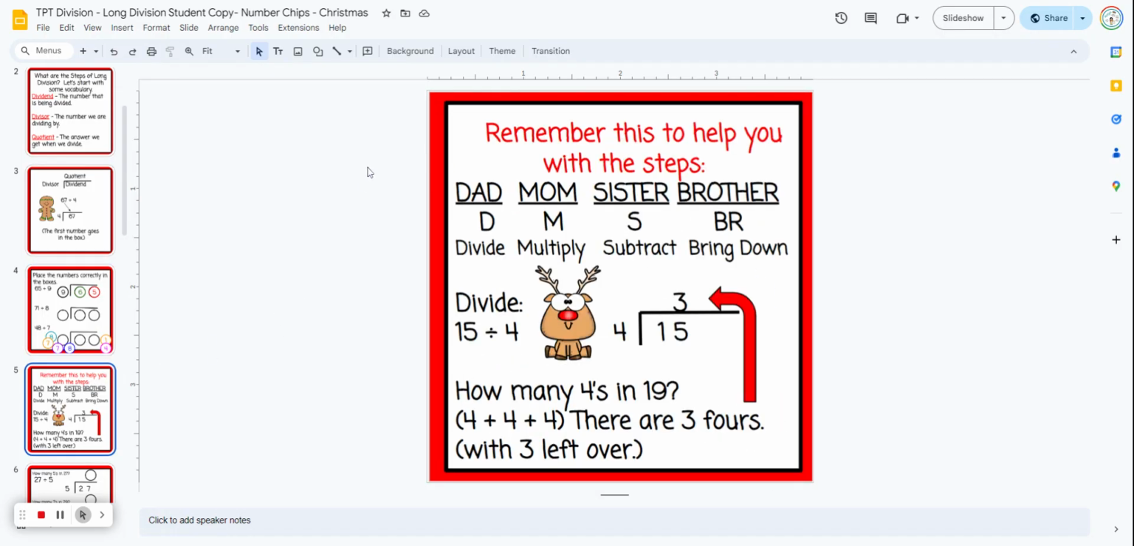Then it gives students the acronym DMSBR, Dad, Mom, Sister, Brother, to help them remember the steps of divide, multiply, subtract, and bring down. Now we're just going to start with the first step, which is divide. So here we have 15 divided by 4. How many times does 4 go into 15? Well, it goes into 15 3 times with some left over.